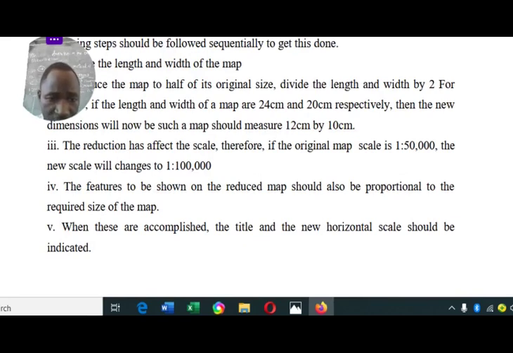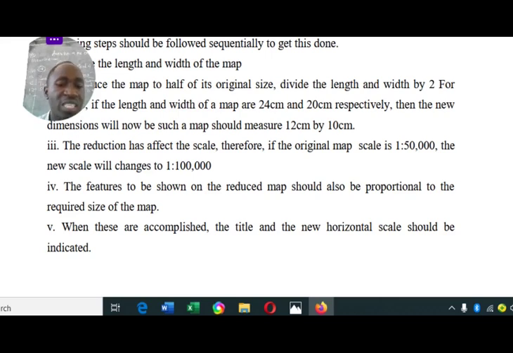The other thing is that the reduction has an effect on the scale. Therefore, if the original map scale is 1 to 50,000, the new scale will simply be 1 to 100,000, simply because we are dealing with a reduction. That means that if we are reducing, the scale has to increase. That means it will be equivalent to 1 to 100,000.